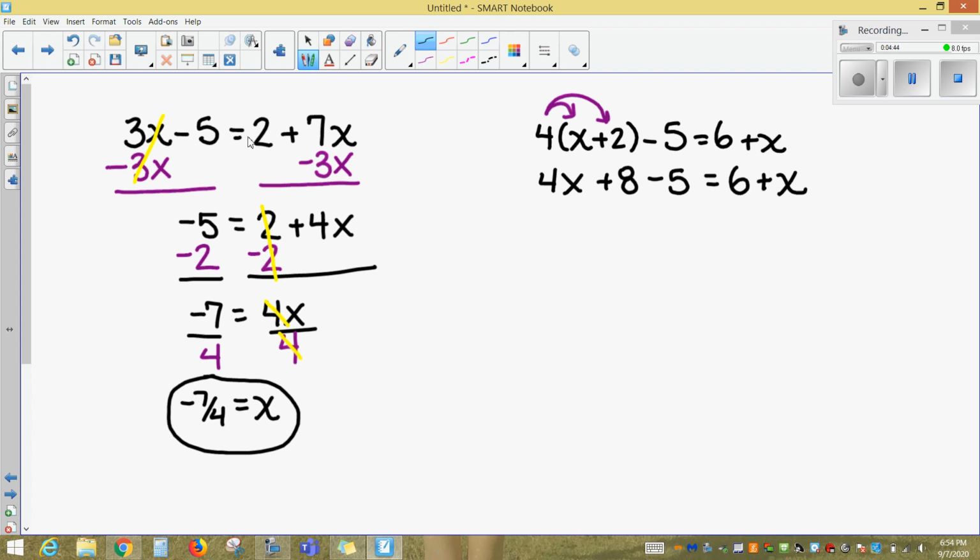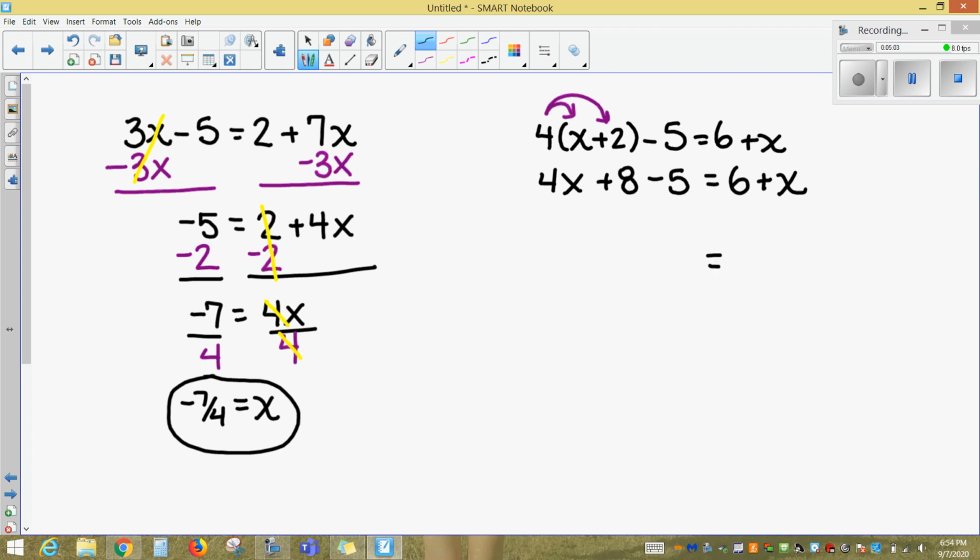Students usually have a personal preference. Some students like to leave their x terms positive, always. Some students like their x's on the left side, always. So take the path that you like best. Don't go back and erase and say, well, heck, I have to do it that way now.